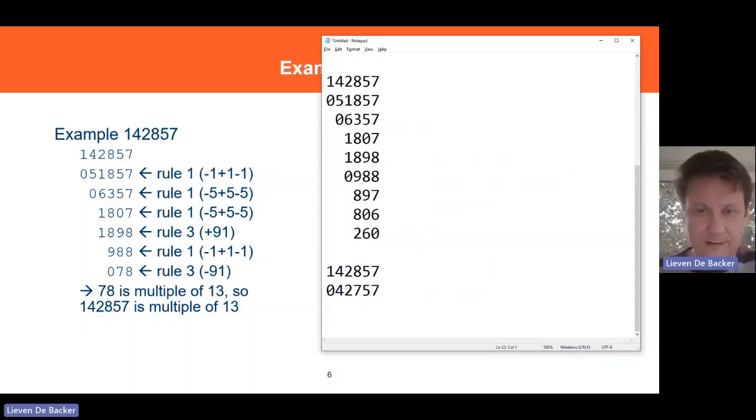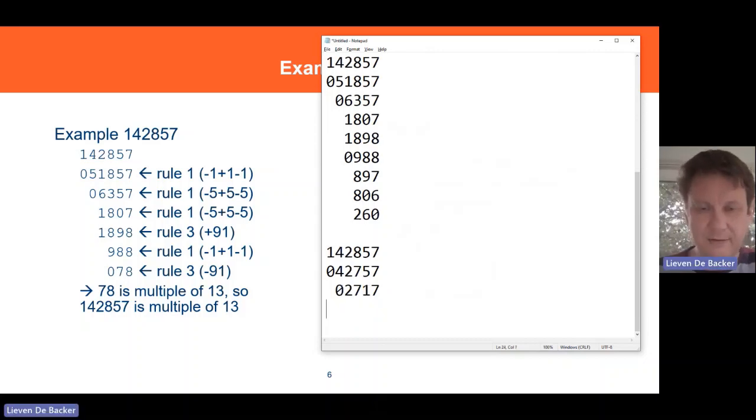Now I can address the 4, so I subtract 4004. 4 minus 4 equals 0. The 2 and the 7, I leave them alone. 5 minus 4 is 1. And then the 7 is left alone. I continue with attacking the 2. So here I can subtract 2002. Subtract 2, leave the 7 and the 1 alone, and subtract 2 again. So now I have a short number, only 3 digits.